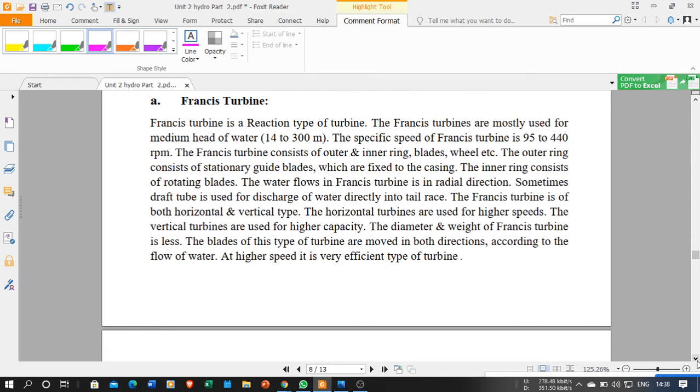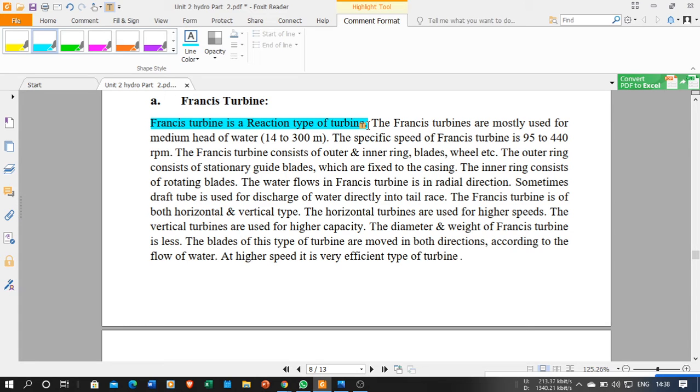Then the second turbine, which is used for low power application, so low head application, is called the Francis turbine, and also the Kaplan turbine. We are going to discuss the Francis turbine first. Francis turbine is a reaction type turbine. This Pelton wheel is an impulse type turbine. This Francis wheel is a reaction type turbine.